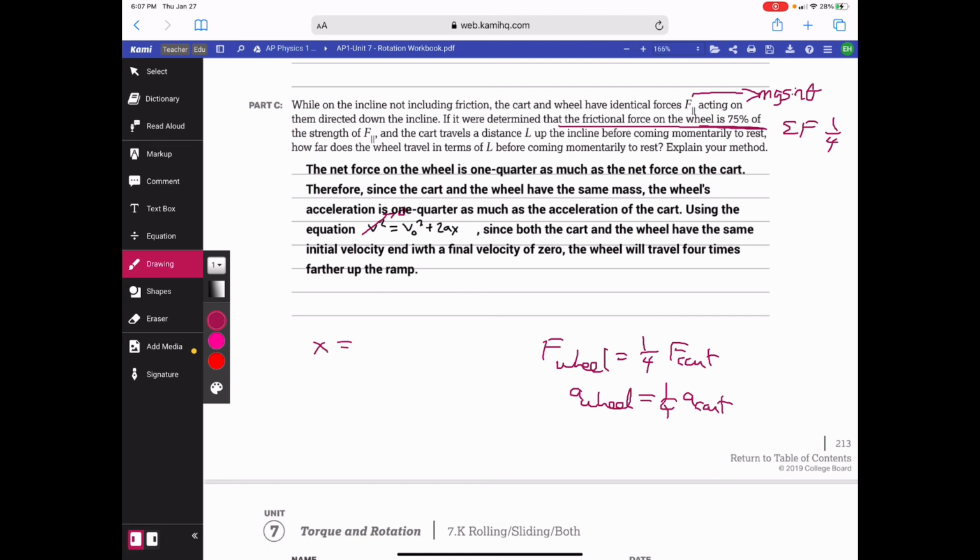So x is equal to negative v naught squared over 2a. And a is the thing that I'm going to be substituting for here. So the wheel, let's think this through. The wheel's acceleration is 1/4 the cart's. So if you're dividing by 1/4, you're multiplying by 4. So the wheel will go four times farther up the ramp.